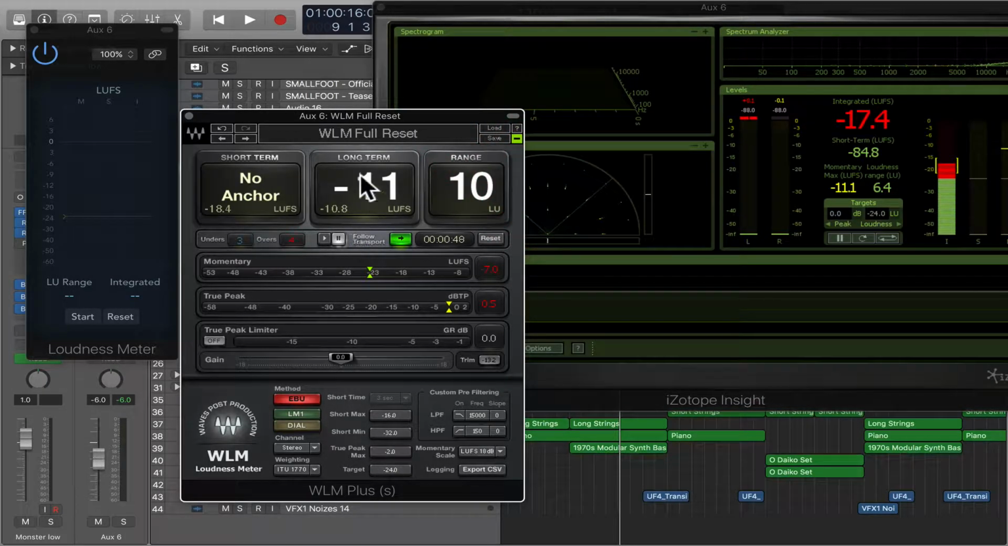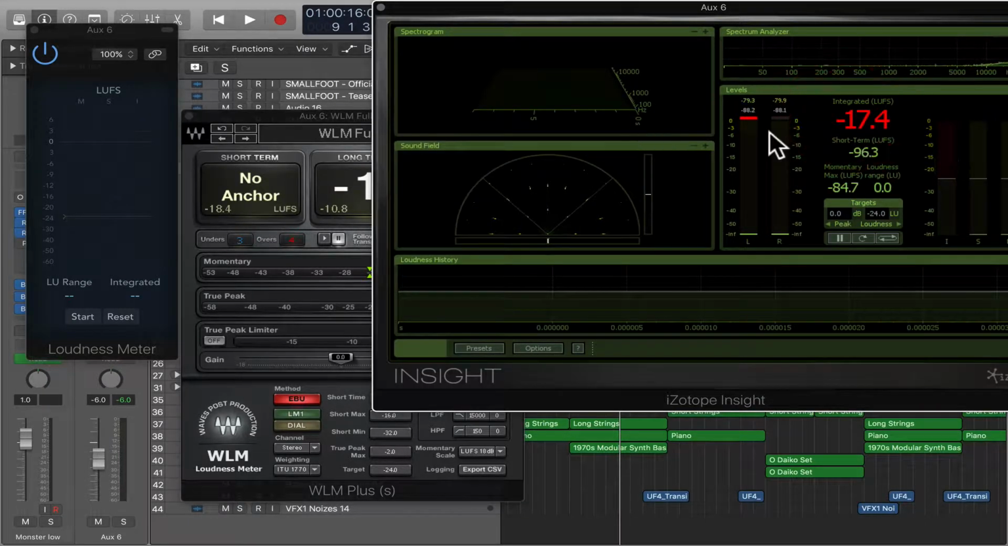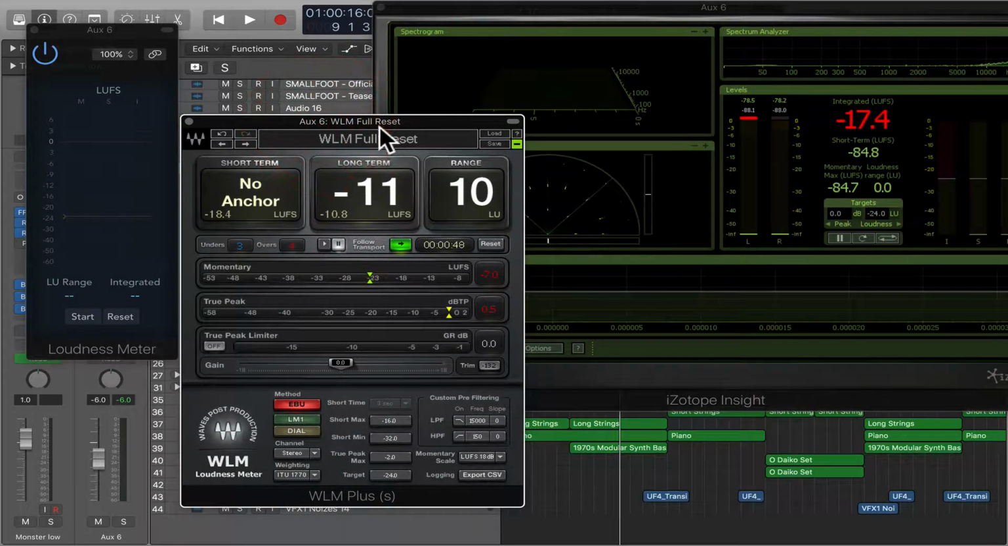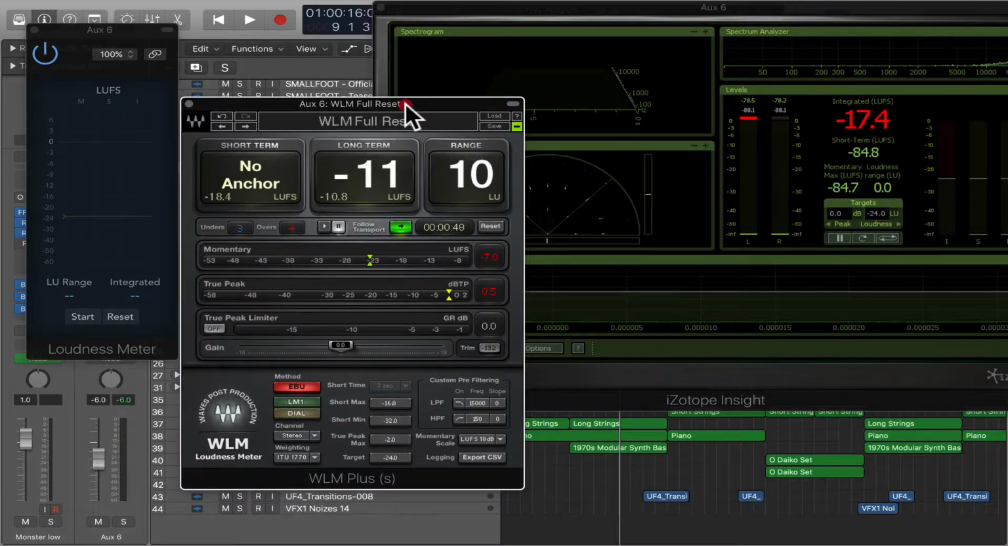But basically, even if the specs are LKFS and you measure it in LUFS, you're going to be in the ballpark. And that's all you need to worry about is the ballpark. Because once you're in the ballpark, it's basically in the general loudness and you'll be fine. So what does this all mean?